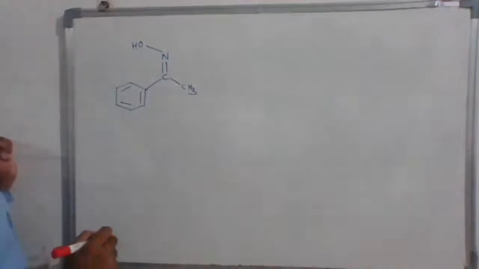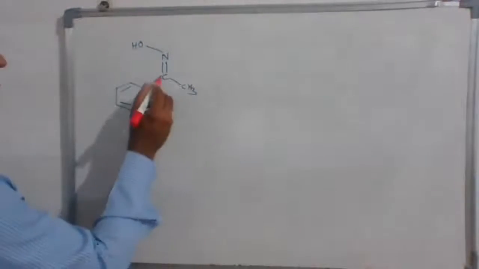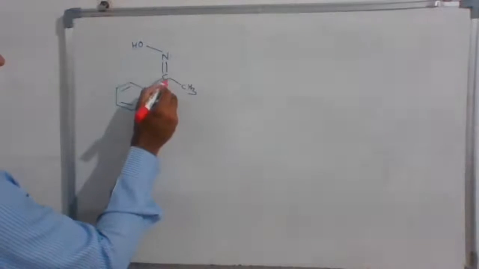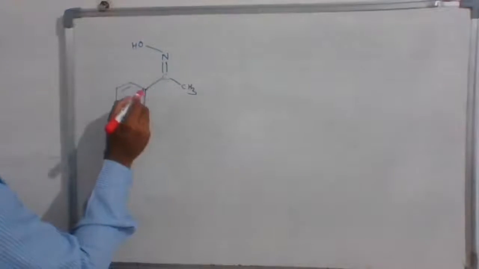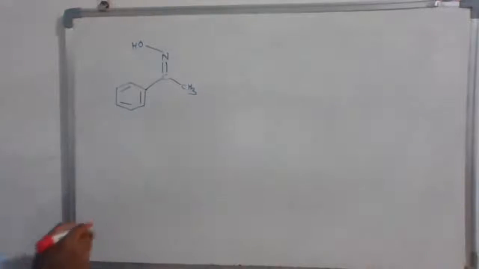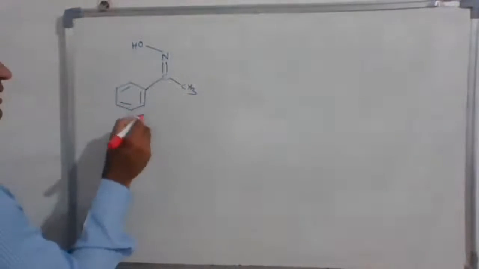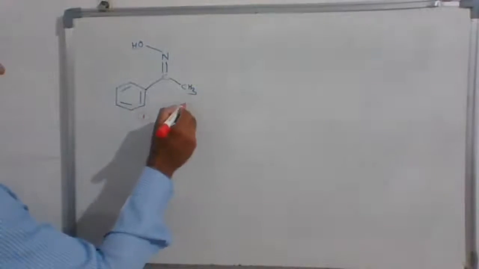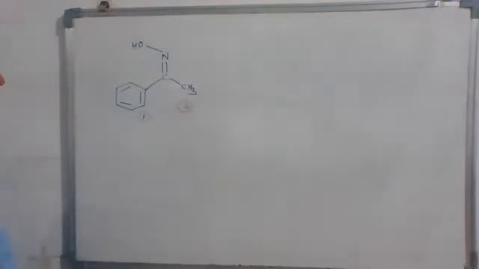Now let's assign the configuration. See, this carbon is having phenyl ring on this side and methyl on this side. So which one will get higher priority? Obviously, this phenyl will get higher priority. Methyl will get second priority.